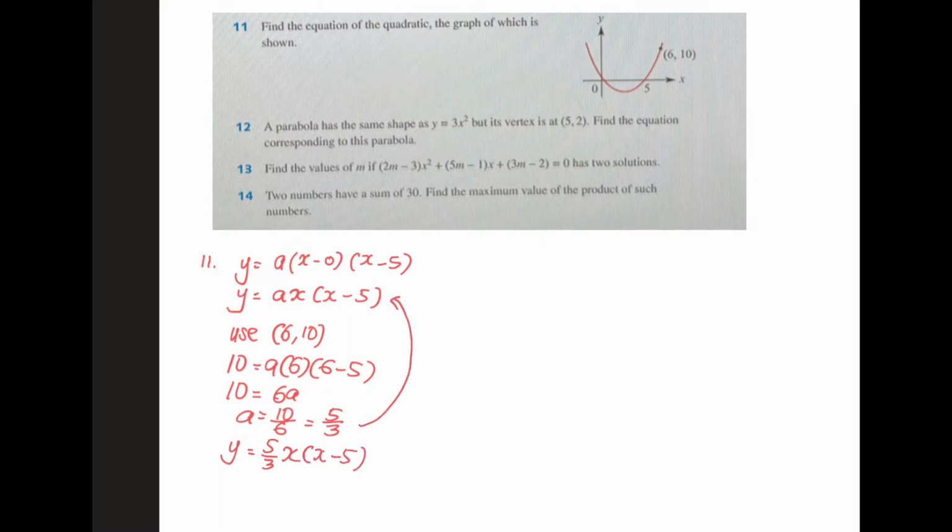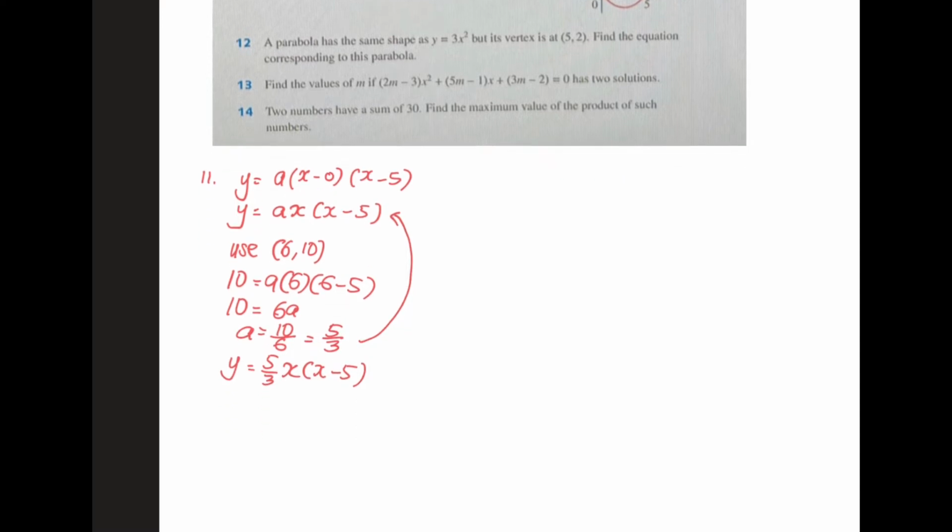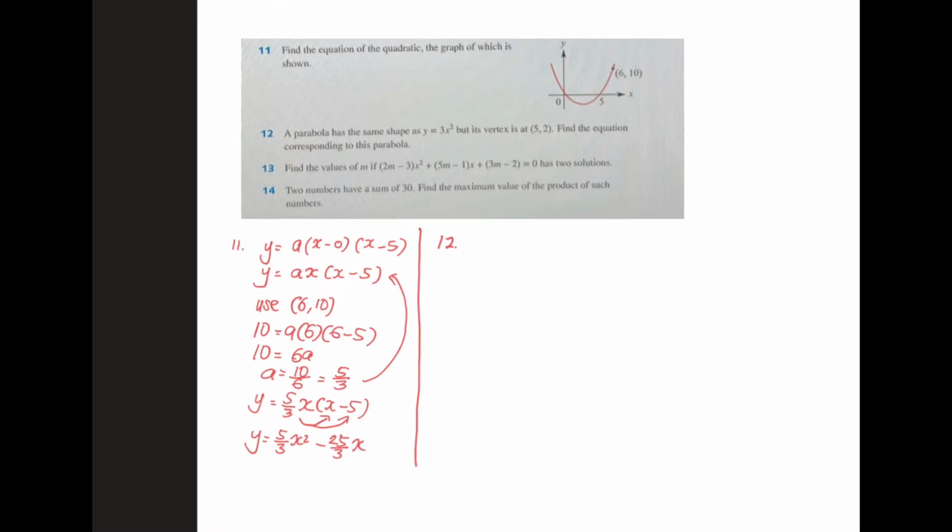So you see I put into the second equation there. And after that, we expand it. We times this with this. Then we get 5 over 3x squared minus 25 over 3x. So that is how we get the quadratic equation for question 11. And now let's see question 12.